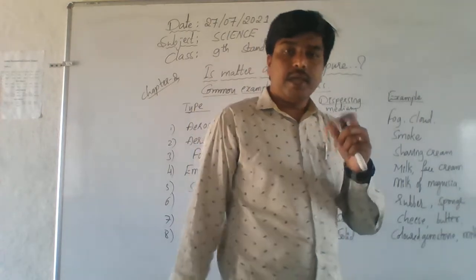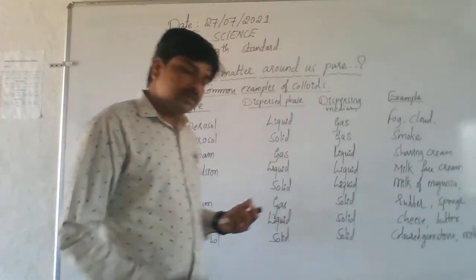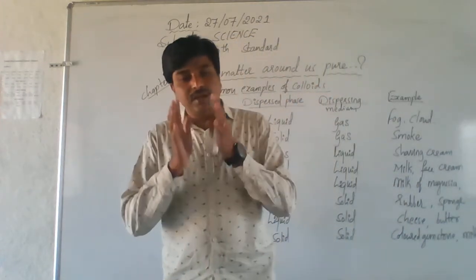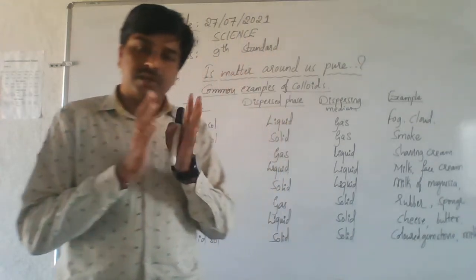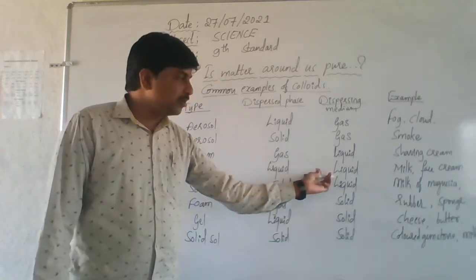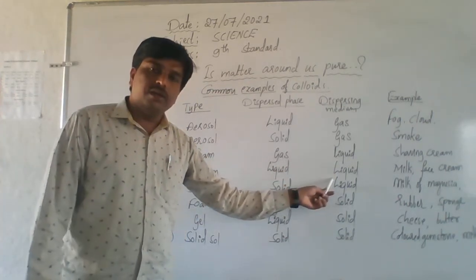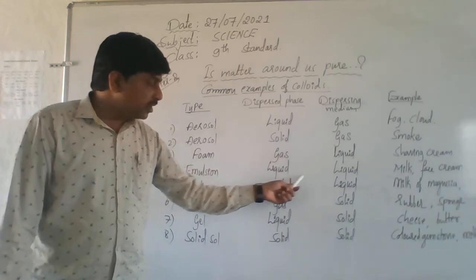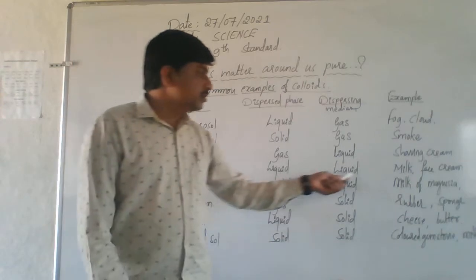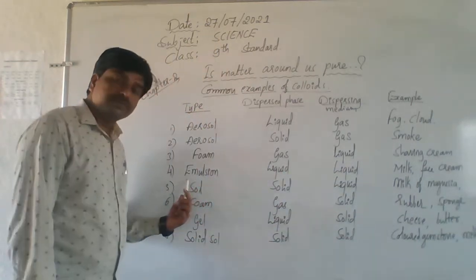The next, fourth one is called emulsion. What is it? What does emulsion mean? See, here both the dispersed phase and the dispersing medium should be liquid. The dispersed phase is liquid and the dispersing medium is also liquid. This is a liquid in liquid colloid. Understand? This kind of colloid is called emulsion. The best example is milk. Milk is the best example for emulsion.